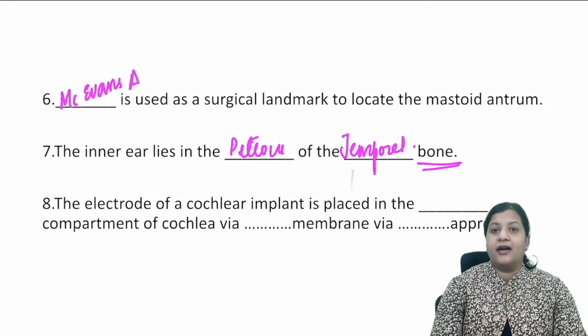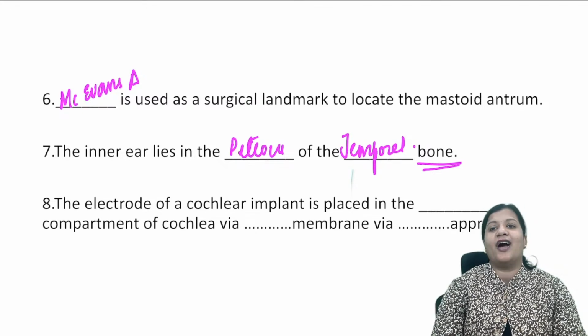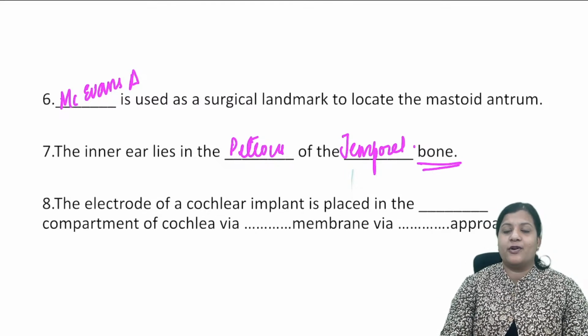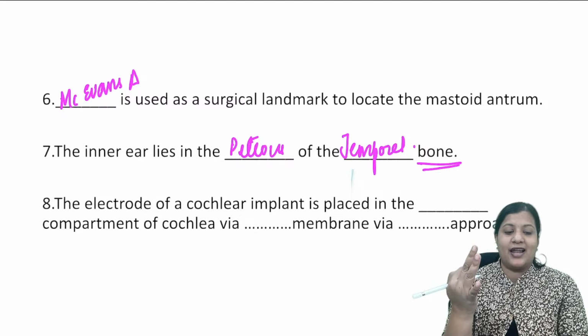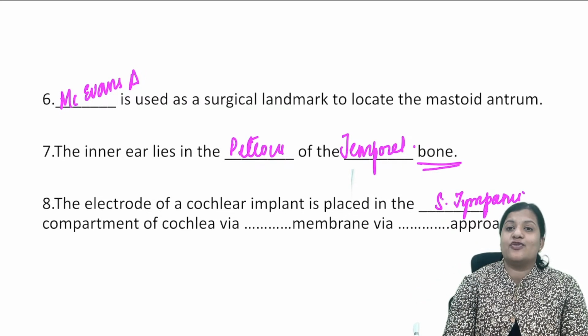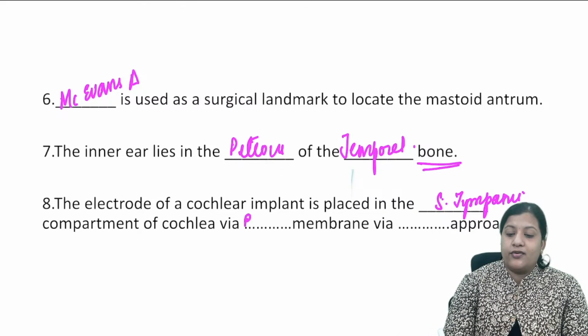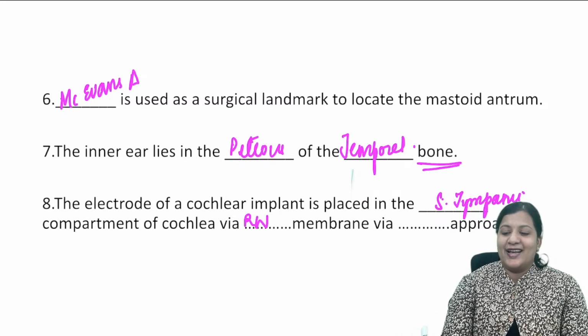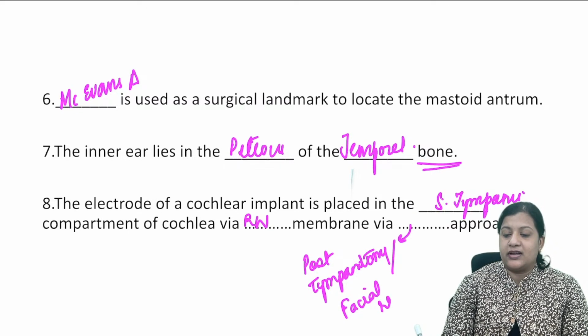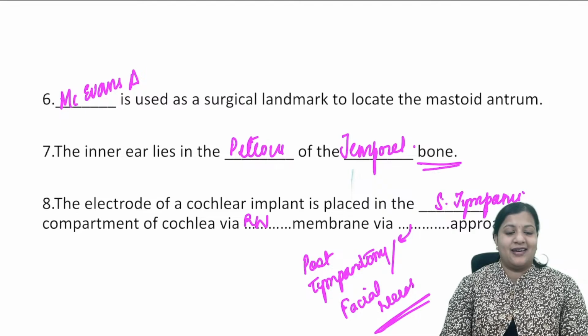The cochlear implant is placed in dash compartment of the cochlea via dash membrane via a dash approach. So you will place the cochlear implant in which compartment of the cochlea? Scala vestibuli, scala media, or scala tympani? Very good. It is placed in the scala tympani via which window? Via the round window. And what is the approach called? This approach is called posterior tympanotomy, also called the facial recess approach.